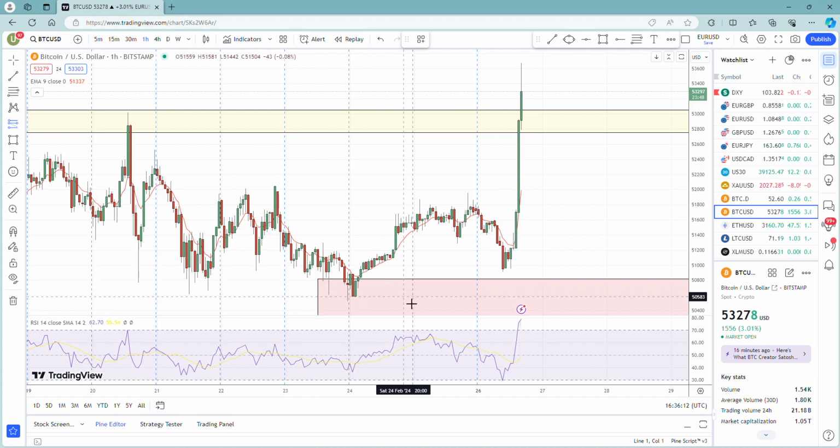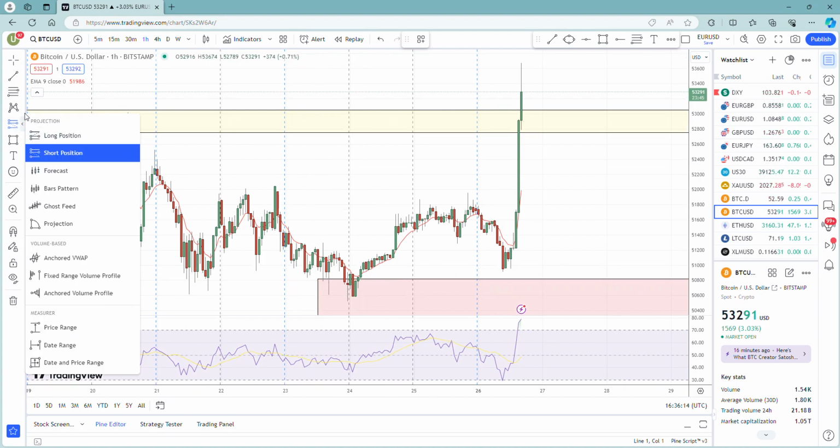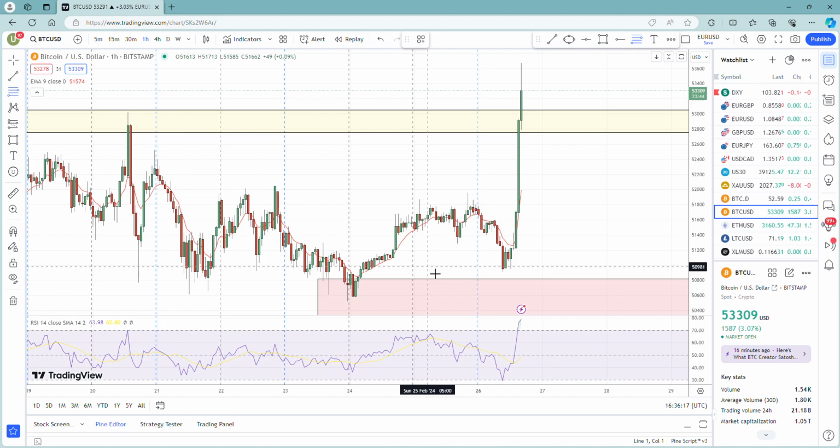So I've got the Fibonacci tool here, and you want to do it from a higher low to a higher high. Because we're looking at Friday's price action, because now is Monday, to prepare us for the day. There's not a very good range here.